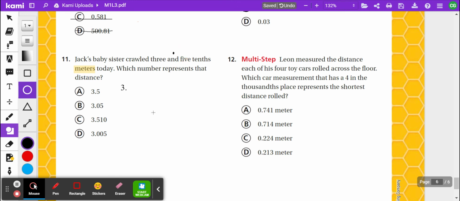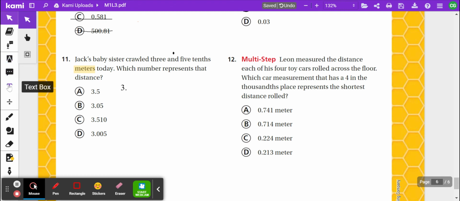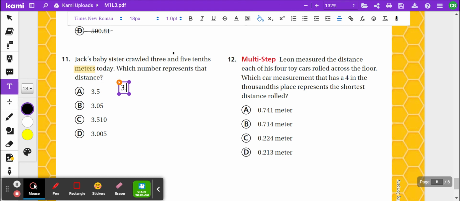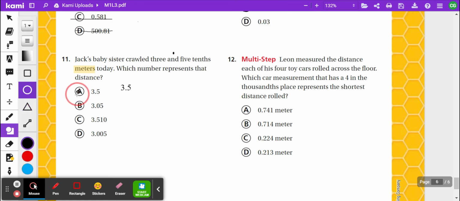Okay, so put a decimal right above that. That way you know it. Okay, so let's come back over. So I have 3 and it's 5/10 meters today. So how far did Jack's baby sister crawl? Yes, and that's how we would write it. It would be A.